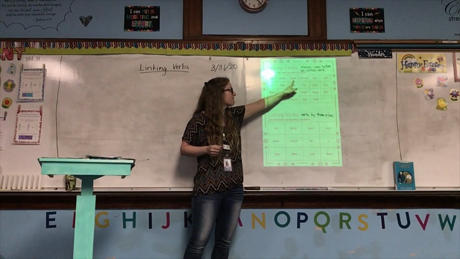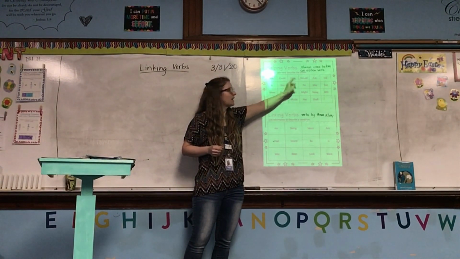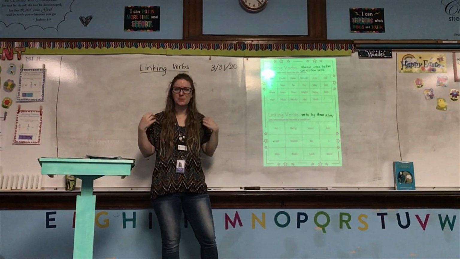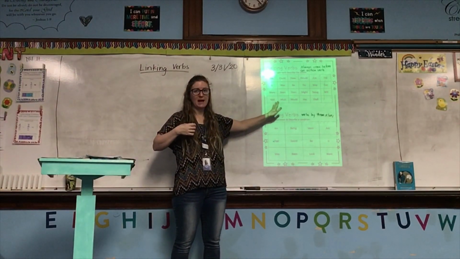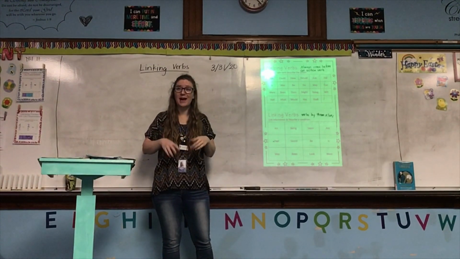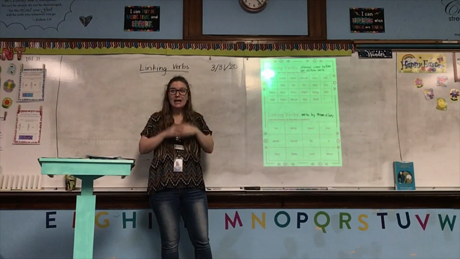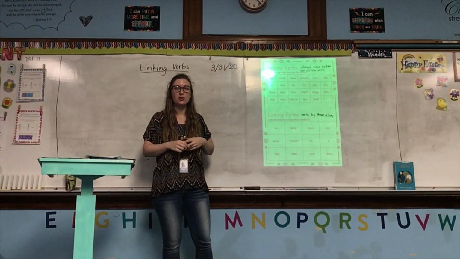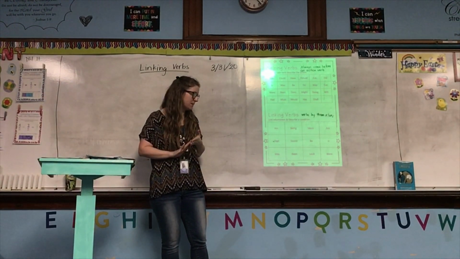Or, oh gosh, I can't think of one for "have" off the top of my head, but you get the picture. Helping verbs are always followed by an action verb. Linking verbs are by themselves, and they are followed by, most likely what we will see is an adjective, but they can also be followed by nouns or pronouns.